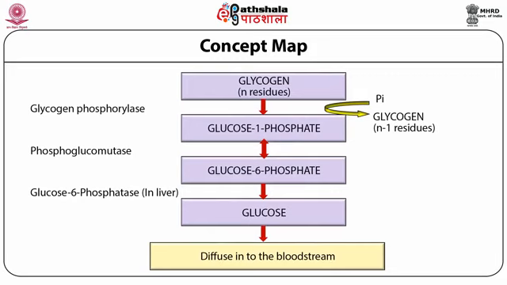Glucose 1-phosphate formation from the non-reducing end by glycogen 1-phosphorylase, removal of branches by the glycogen debranching enzymes, and glucose 6-phosphate formation from the glucose 1-phosphate by phosphoglucomutase. Concept map. First of all, we will study about glycogenolysis.